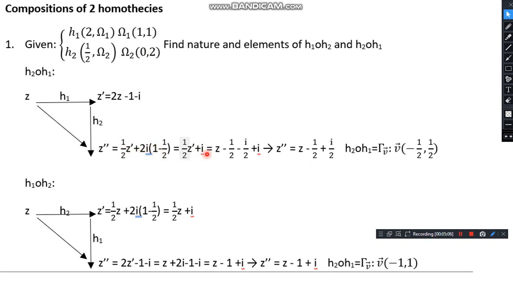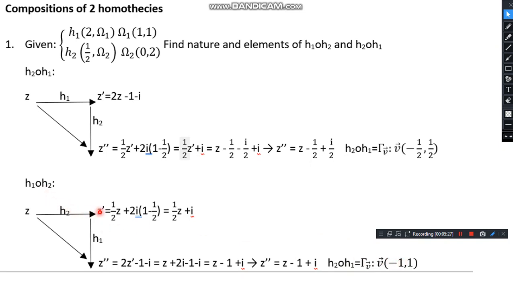So half times 2i is i. If you multiply now z prime by half, you're going to get z minus half minus i over 2 plus i. So you have here, as you can see, a translation, since the coefficient of z is 1 and the vector of translation is minus half, half. However, if you do the vice versa, you're going to have the same thing but a different vector.